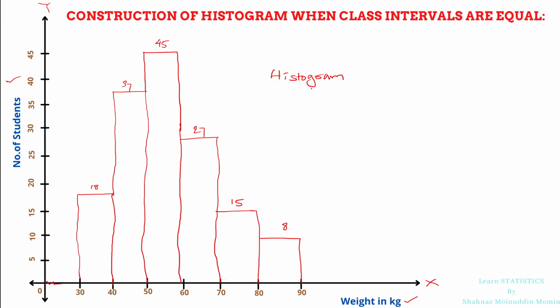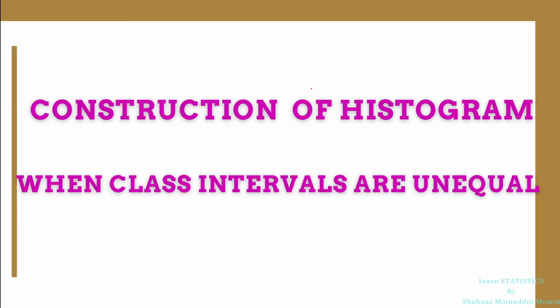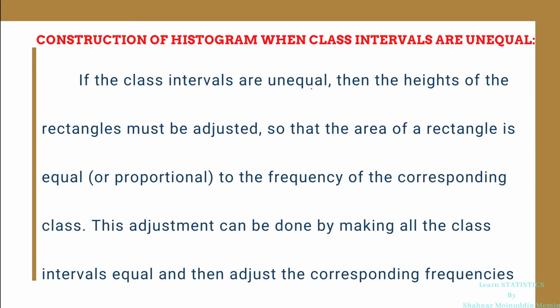Now we will move to the next method of construction of histogram, when the class intervals are unequal. In this case, if class intervals are unequal, then the height of rectangles must be adjusted so that the area of the rectangle is proportional to the frequency of the corresponding classes.